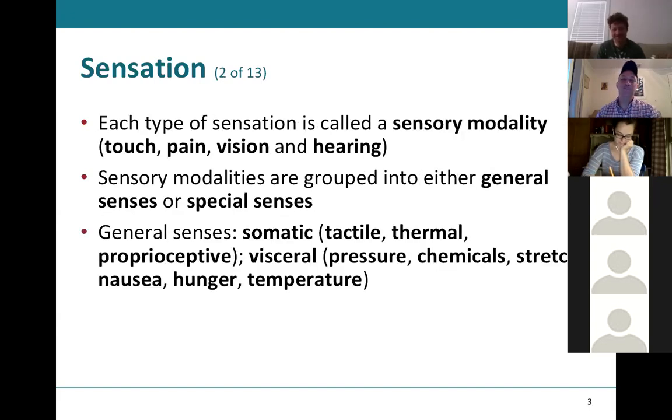Okay, cool. Each type of sensation is called a sensory modality. Okay, touch, pain, vision, hearing, these are all modalities. And sensory modalities are grouped together as either general senses or special senses. Special senses get their own chapter, 17. Today, it's all about general sensation.